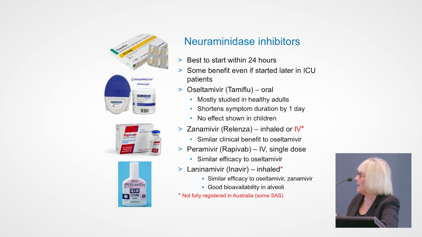Not widely used. A fourth drug, laninamivir or Inavir, isn't registered in Australia yet, which is why the product has got Japanese writing on it, because it was developed there and it's marketed there. It's an inhaled drug, and it's got similar efficacy to oseltamivir and zanamivir, but it's got a benefit of being really strongly binding to cells in the alveoli of the lungs, which is where you've got virus replicating. So it could potentially be a better drug, but we don't have it here yet, so we don't know.